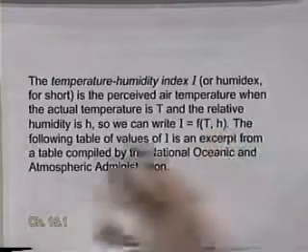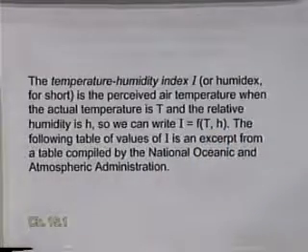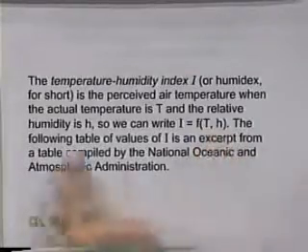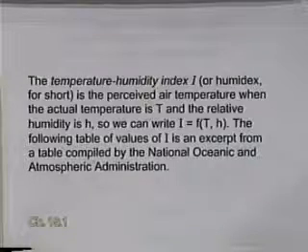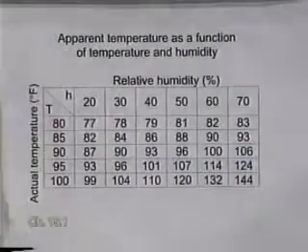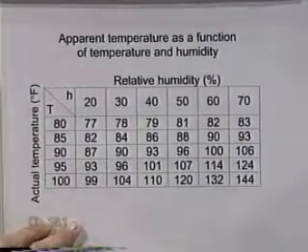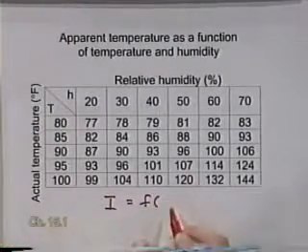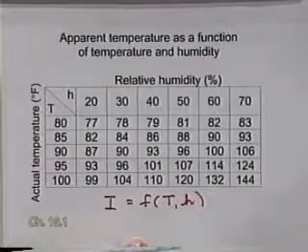Okay, so this is what this is making an attempt at. What does it really feel like the temperature is when you're outside? And it's a function of both how hot it is, but also what the humidity is. The following table of values of I is an excerpt from a table compiled by the National Oceanic and Atmospheric Administration. So, this is a chart, and what it's giving me is I as a function of temperature and humidity.